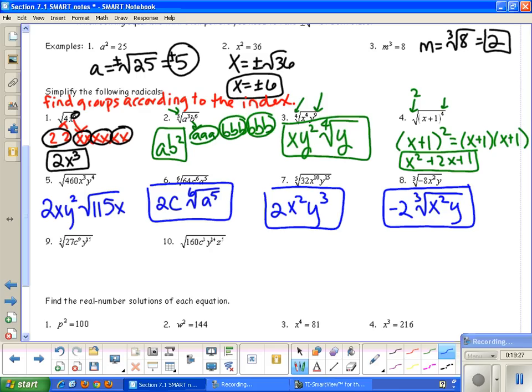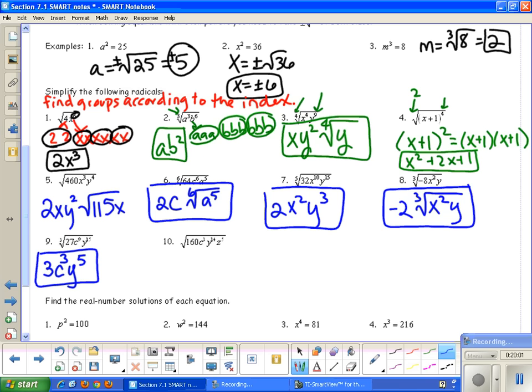Now I would pause the video and see if you can solve number 9 and 10 on your own. So for number 9, again, we're looking for things that make a group of 3. So 27 is the same thing as 3 times 3 times 3, or you can do it in your calculator. So that's the 3 on the outside. C to the 9th power means we have c to the 9 divided by 3 is 3, and then y to the 15th divided by 3 would be y to the 5th power.